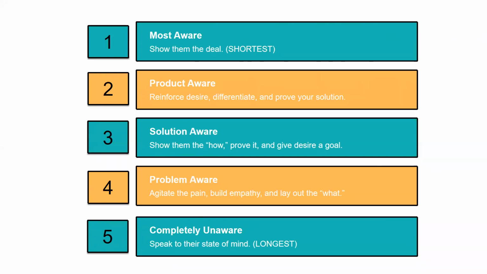For people who are problem aware, you want to agitate that pain. Show them that you feel what they're going through. You build the empathy, lay out the what of your solution. And for people completely unaware, you want to meet them where they're at and just speak to their state of mind. And that one's probably the hardest to explain. It takes the longest to do. But the goal of your page, or email series, or whatever, should be to progressively move people along this chain, to move them from whatever state of awareness they bring with them to the highest level of awareness so that they're ready to buy.